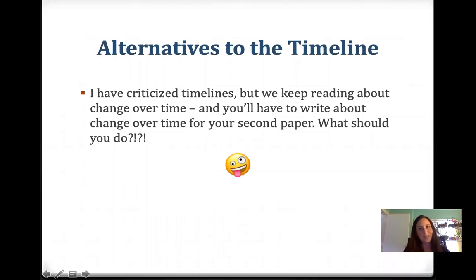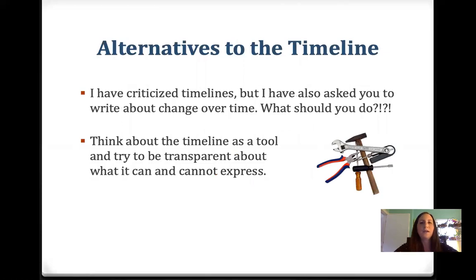I've criticized timelines, I've criticized linear narratives of progress, but we keep reading about change over time. So, you have to start to write your own paper about change over time pretty soon. What should you do? I want you to think about the timeline as a tool and try to be transparent about what it can and cannot express.